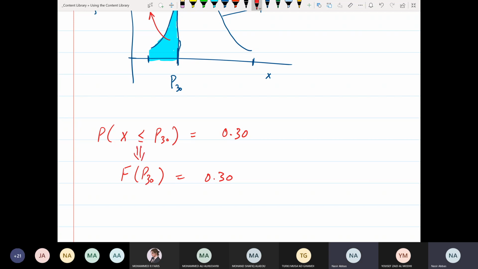I came directly from this equation. Less than probability can be written as capital F. So a 30th percentile is a value of x. Listen carefully. The 30th percentile is a value of x. It's not the probability. It's a value of x such that 30% of the density is below this value. 30% of the values of x are below this value. So if 30% are below, the remaining 70% will be above.